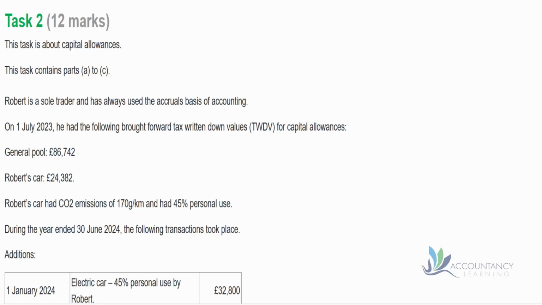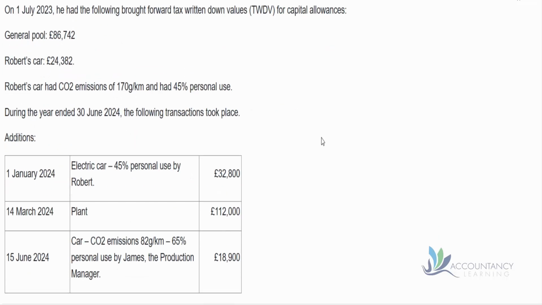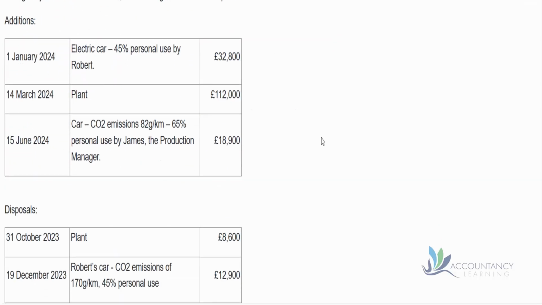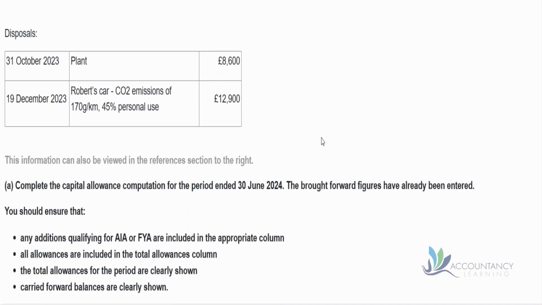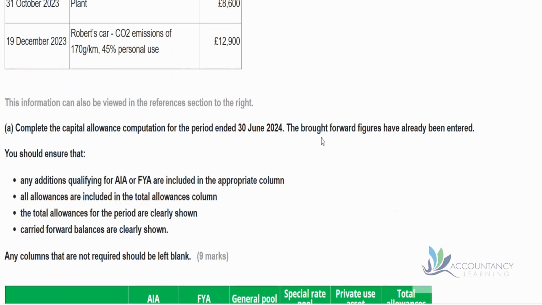So let's have a look at the information. We've got quite a lot of text given to us and some tables. So let's just skip that for now and have a look at the requirements so that we can look at that information with purpose. So part A asks us to complete the capital allowance computation for the period ended 30th of June 2024. The brought forward figures have already been entered. You should ensure that any additions qualifying for AIA and FYA are included in the appropriate column. All allowances are included in the total allowances column. The total allowances for the period are clearly shown and the carried forward balances are clearly shown.